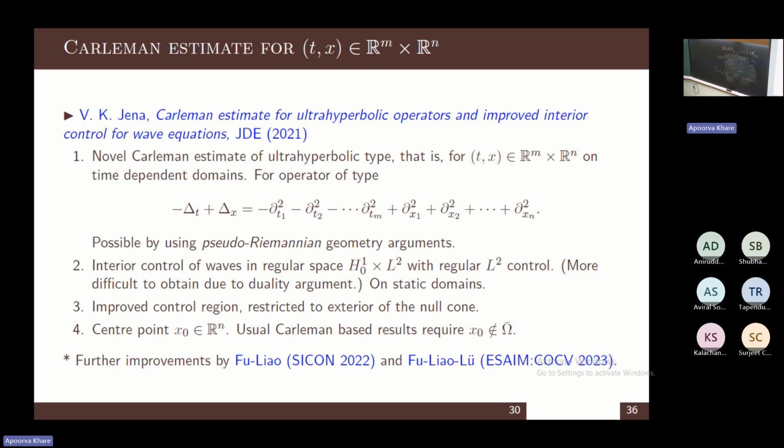For that purpose, we had to derive a Carleman estimate for an operator known as the ultra hyperbolic operator, which is not a very well studied operator. You can think of it as a generalization of the wave operator to multiple time components. It's just this one, which is there for waves usually, but now you have t1, t2 up to tm. So we derived a Carleman estimate for this, and then used a special case of it to get Carleman for the wave equation, and then do observability for that.